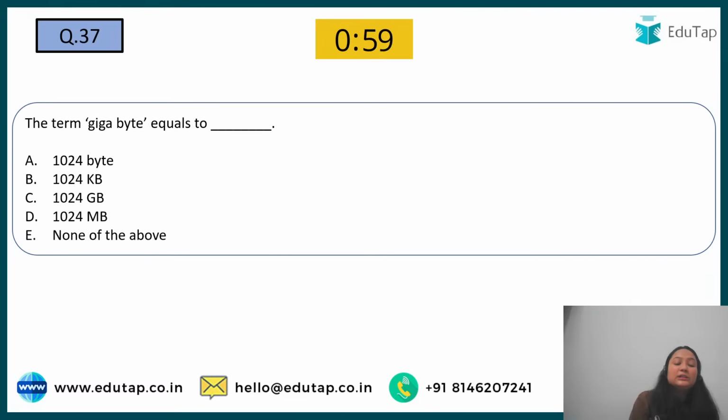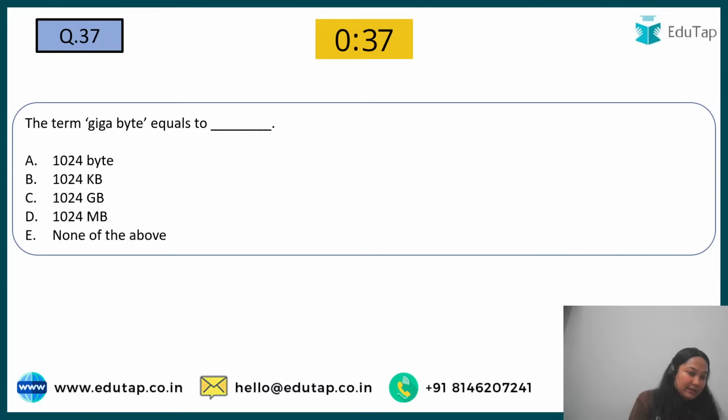Okay, the term gigabyte is equal to what? बहुत easy question है. I know all of you can do it. We have discussed it. Now I want to check your memory. I want the answers very quickly. The term gigabyte is equal to what? 1024 byte, 1024 KB, 1024 GB, 1024 MB or none of the above.